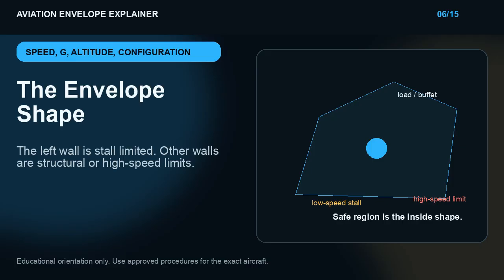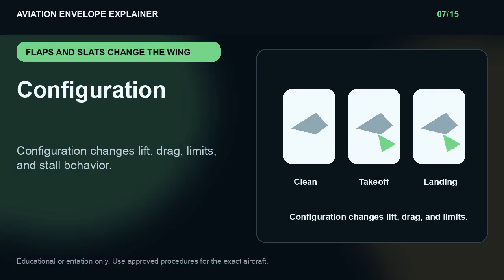The common Venn diagram shows this beautifully. The horizontal axis is airspeed. The vertical axis is load factor, or G. On the left side, stall speed rises as load factor rises. The stall boundary curves upward. On the right side, structural limits and never exceed speeds bound the airplane. The safe operating region sits inside the lines. That is an envelope. But the Venn diagram is not the whole story.